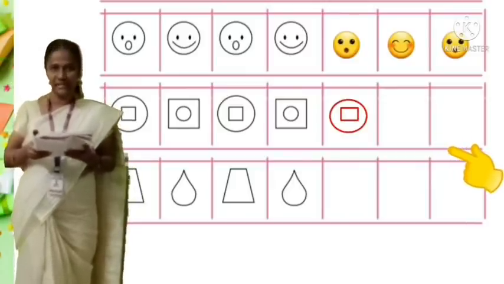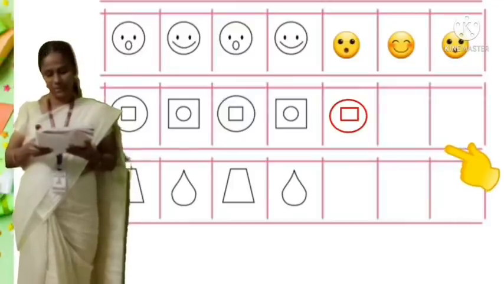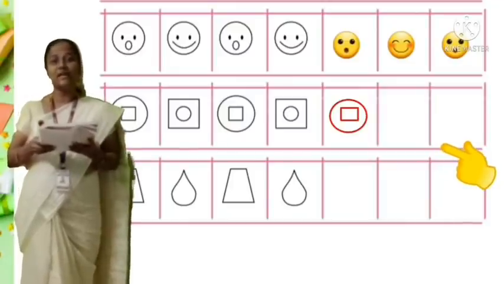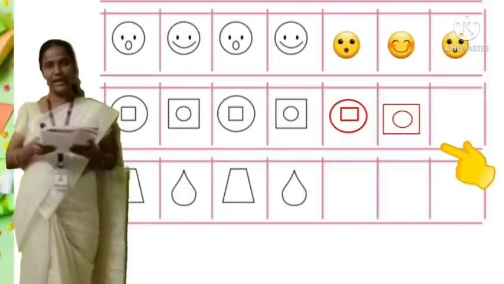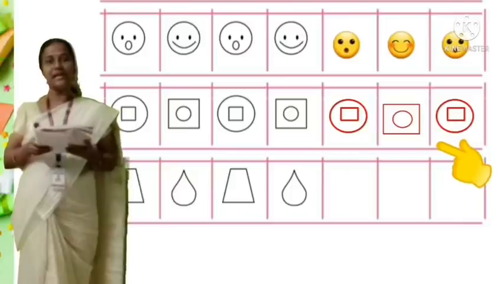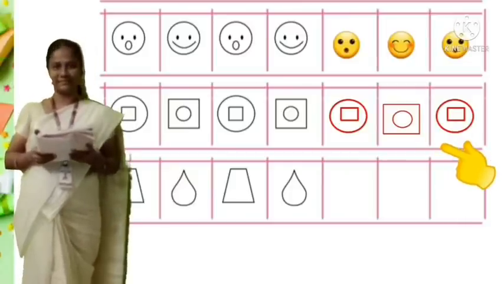Yes, big circle inside small square. The next one, big square inside small circle. The next one, big circle inside small square.